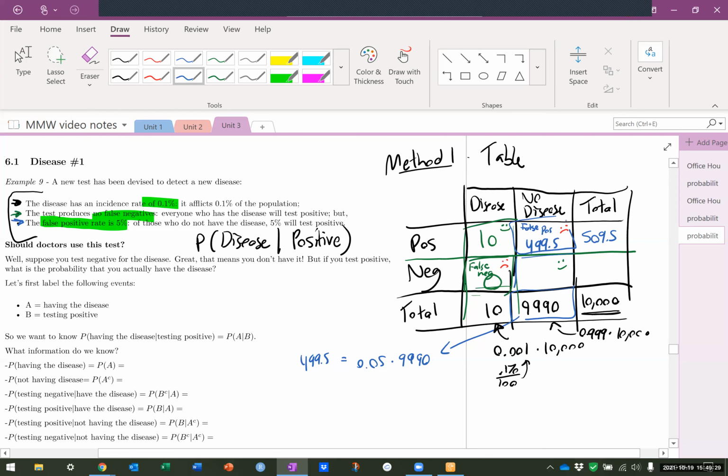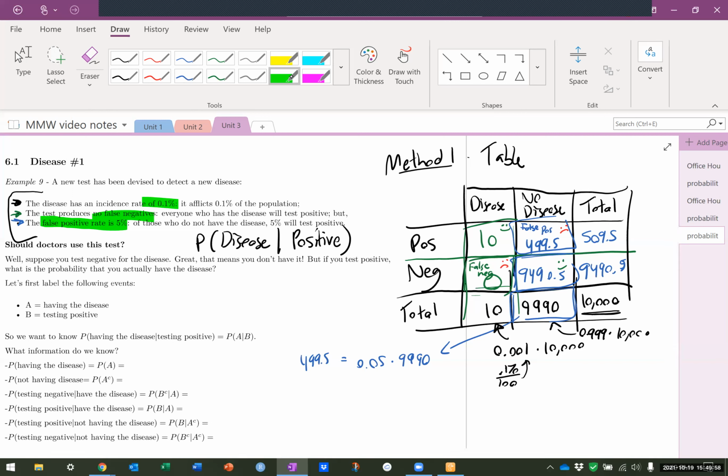And then you could find out the remaining amount. This cell plus this cell has to add up to 9,990. So we get 9490.5. And then we can get the column sum to be 509.5. Did I do that right? Yeah, because there's no people here. Okay, so once we fill in this table, we can find any conditional probability we want.